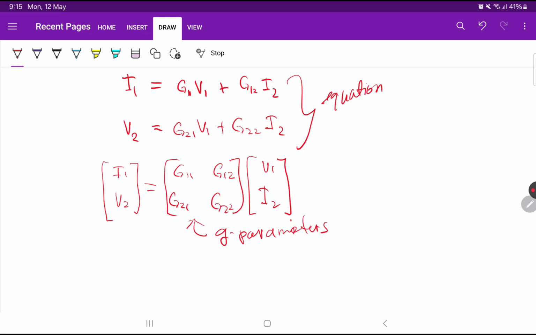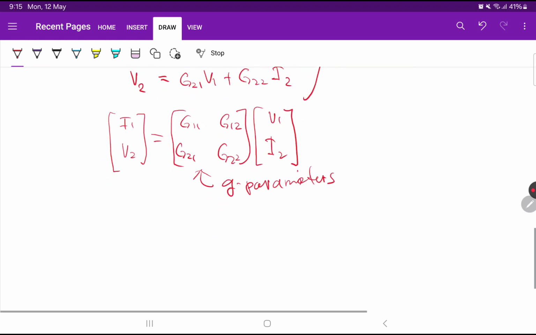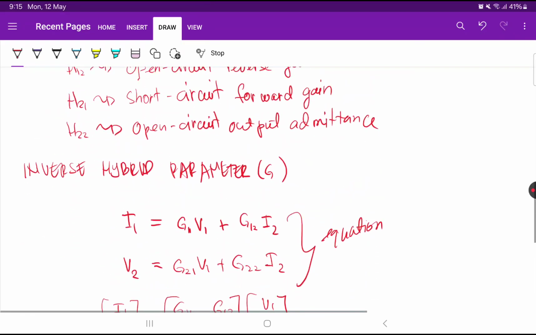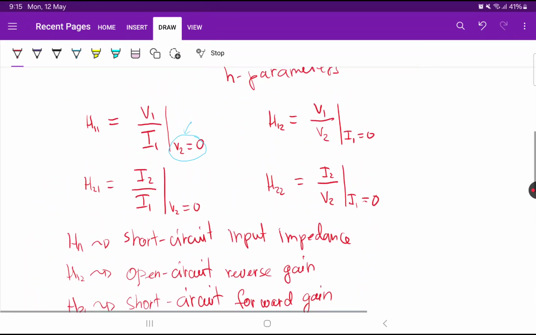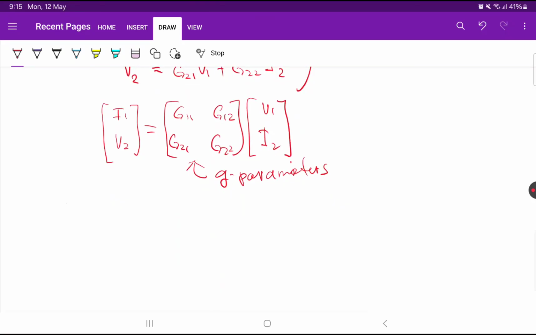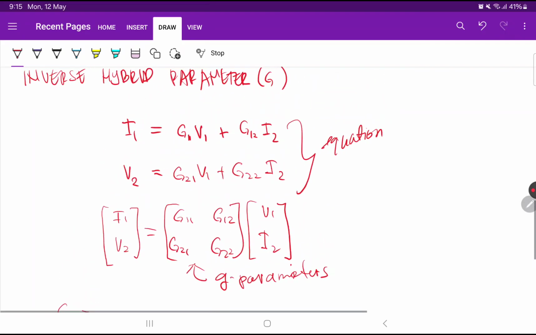And to solve for those parameters, we just interchange this here. So instead of V2 on the left side, we'll make that I2, while on the right side we'll make it V1. So to solve for G11, G11 is equal to, again, but if you look at the units here, this is current I and this is voltage.